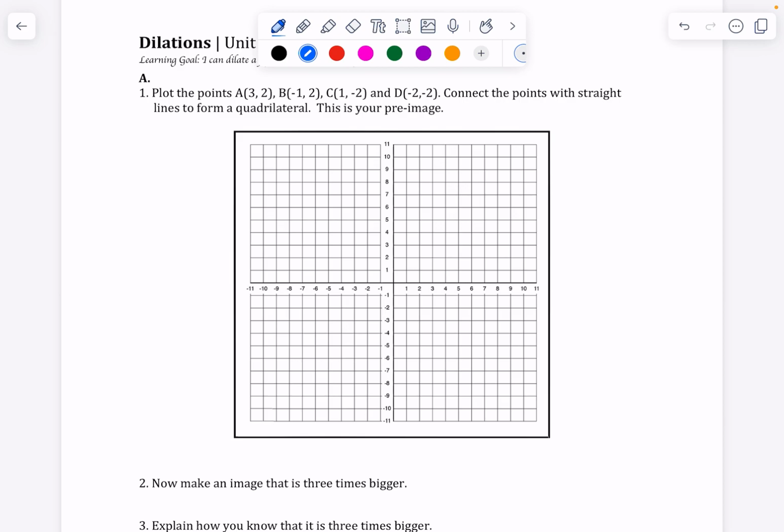So the first thing I'd like you to do is graph these points that are up here at the top of the page, just down here on the graph. So go ahead and do that on your paper while I'm doing it on here. Okay, now it says to make an image that is 3 times bigger.